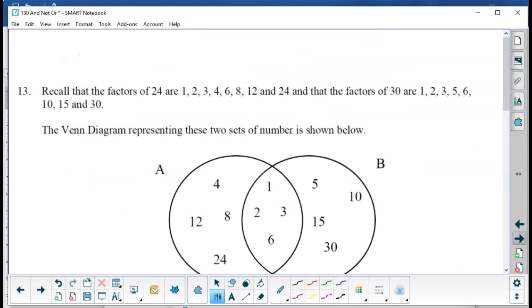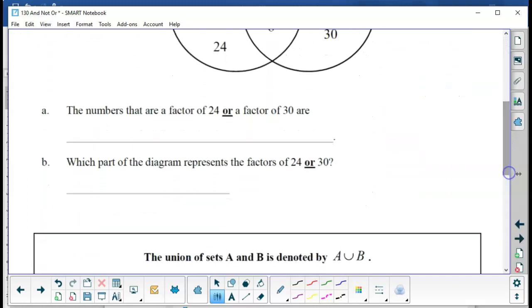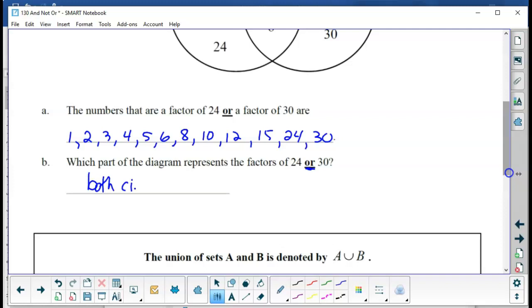All right, recall the factors of 24 and 30 that we did before. There's the Venn diagram. The numbers that are a factor of 24 or a factor of 30 is every single number in that diagram. So 1, 2, 3, 4, 5, 6, 8, 10, 12, 15, 24, 30. Which part of the diagram represents the factor of 24 or 30? So or means everything. Both circles. Entire diagram.